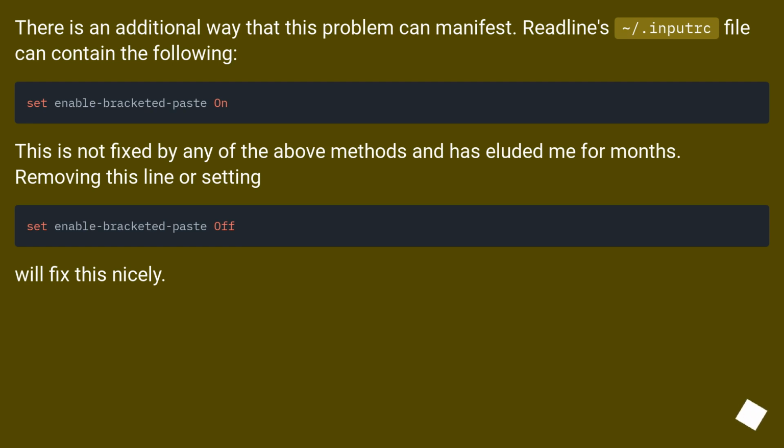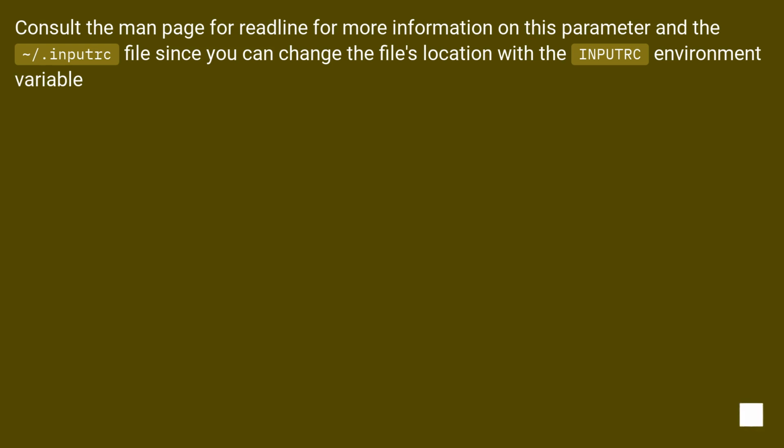The same problem occurs if, for example, the program had mouse reporting mode enabled. There is an additional way that this problem can manifest. Readline's ~/.inputrc file can contain the following. This is not fixed by any of the above methods and has eluded me for months. Removing this line or setting it to off will fix this nicely. Consult the man page for Readline for more information on this parameter and the ~/.inputrc file, since you can change the file's location with the INPUTRC environment variable.